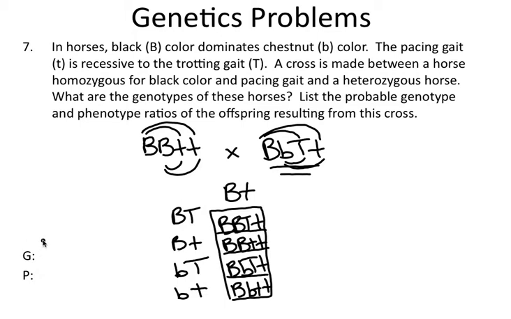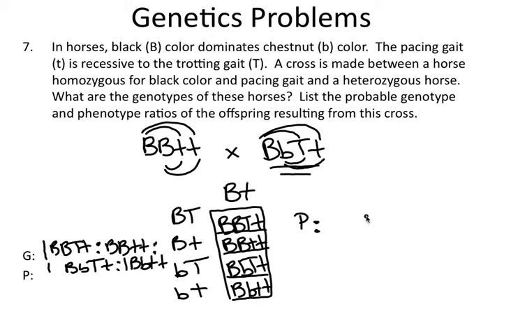So the ratio is 1, big B, big B, big T, little t, to 1, big B, big B, little t, little t, to 1, big B, big T, little t, to 1, big B, little t, little t. Since I'm running out of room, I'm going to put the phenotype ratio over here.